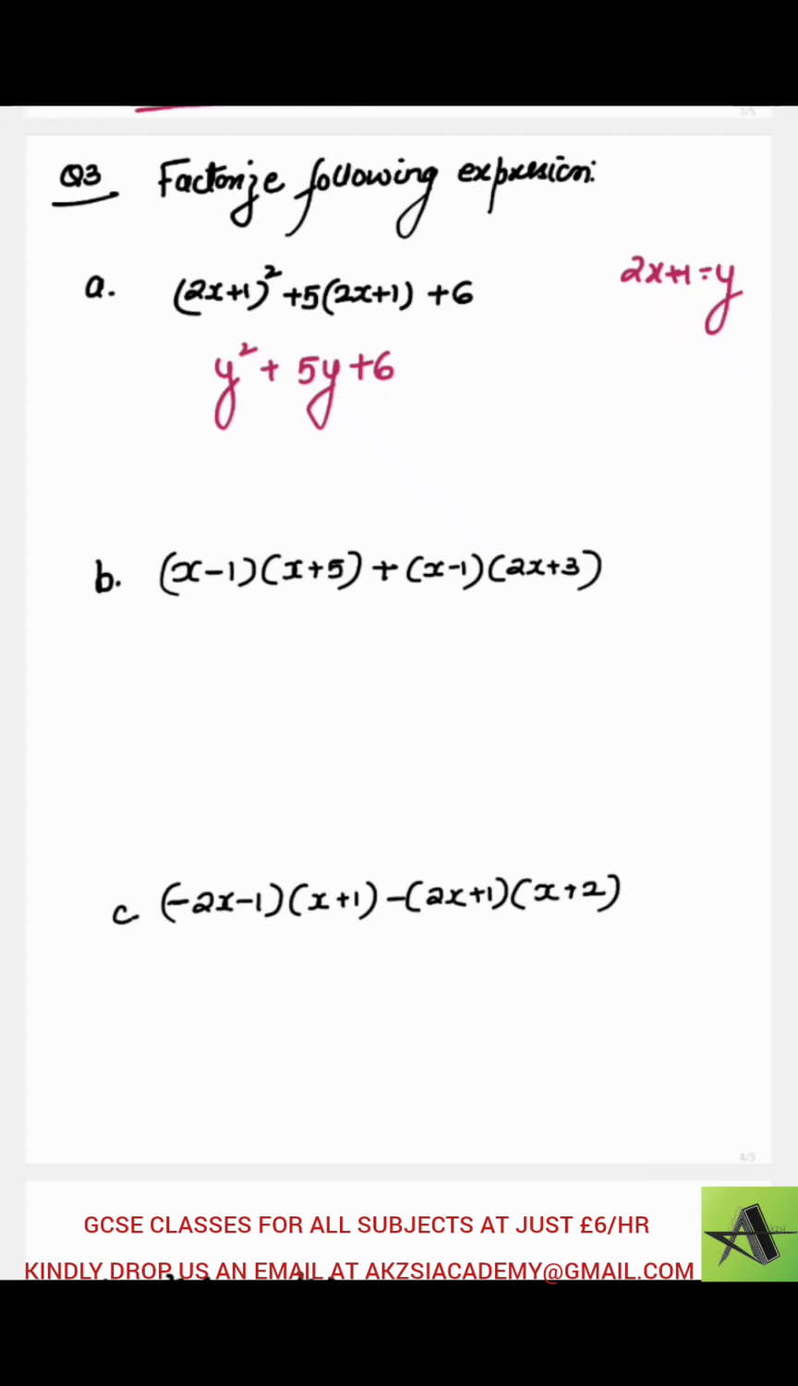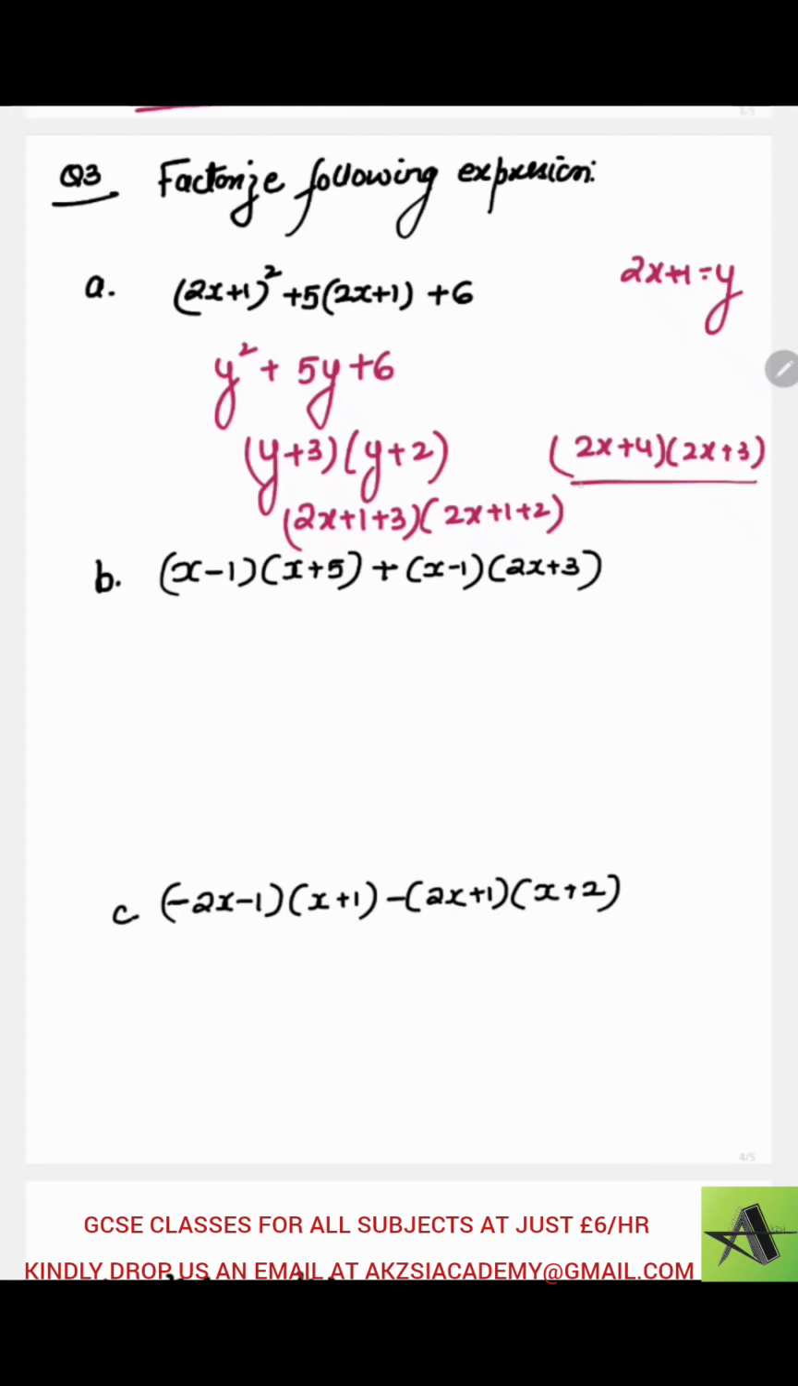Two numbers, sum is 5, product is 6, the two numbers are 3 and 2. So your factors are y plus 3 and y plus 2. What was our y? 2x plus 1. So in place of y, I'm just writing 2x plus 1. So 2x plus 1 plus 3 times 2x plus 1 plus 2. Final answer is 2x plus 4 times 2x plus 3.